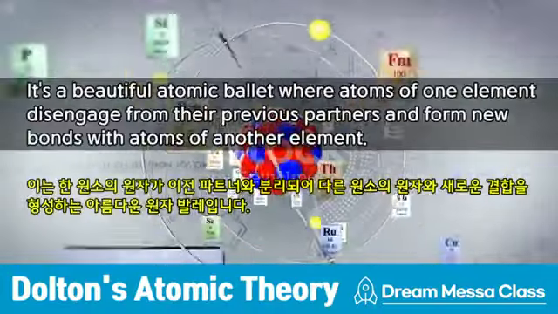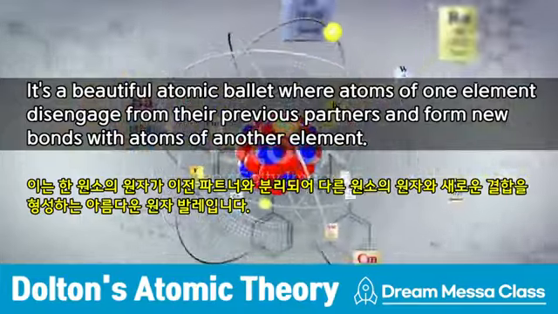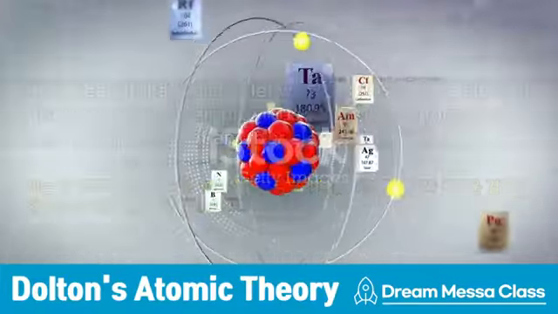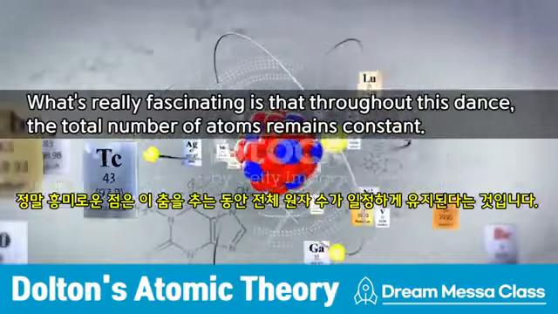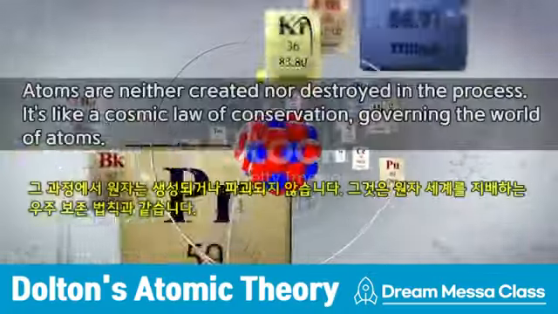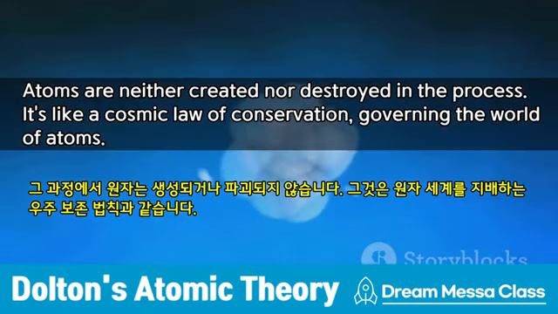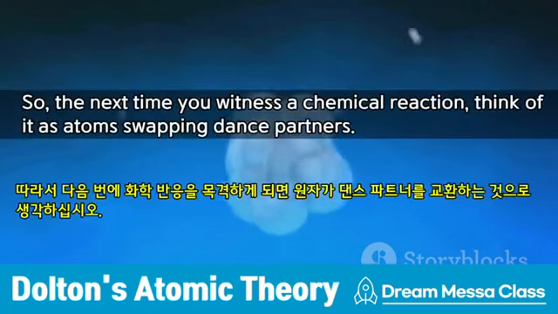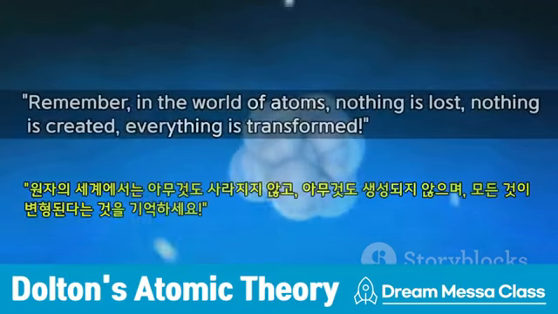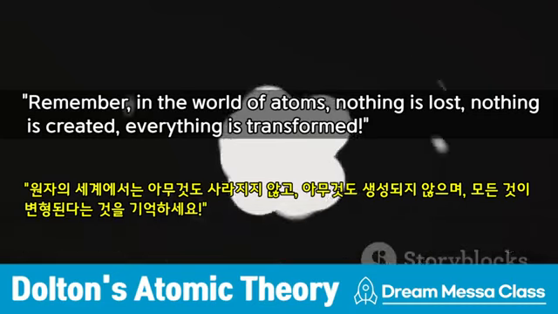It's a beautiful atomic ballet where atoms of one element disengage from their previous partners and form new bonds with atoms of another element. What's really fascinating is that throughout this dance, the total number of atoms remains constant. Atoms are neither created nor destroyed in the process. It's like a cosmic law of conservation, governing the world of atoms. So the next time you witness a chemical reaction, think of it as atoms swapping dance partners. Remember, in the world of atoms, nothing is lost, nothing is created, everything is transformed.